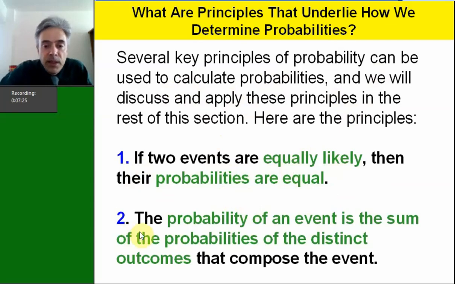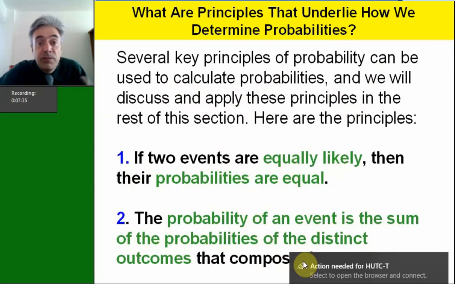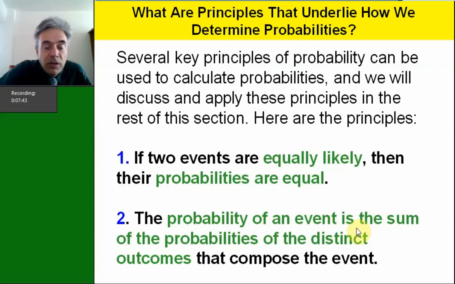The second principle is the probability of an event is the sum of the probabilities of distinct outcomes that compose the event. We're going to be seeing examples of all these in application of the principle, right? But I just wanted you to understand that the probability of an event is the sum of the probabilities of all the outcomes composing the event.